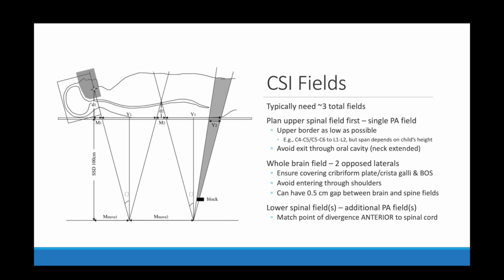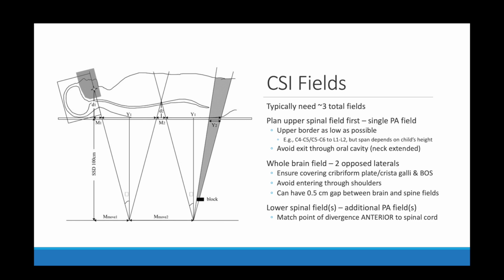And then finally, on the opposite side of the patient, we want to plan that lower spine field and any additional PA fields if we need more than 2 to cover the spine. But typically, in an average sized child, probably 2 spinal fields will be sufficient. What we want to do is, as we talked about with that flashlight effect, wherever those 2 divergent fields match, wherever that match point is, just anterior to that, we're going to have a hot spot, right? And posterior to that is going to be a cold spot.